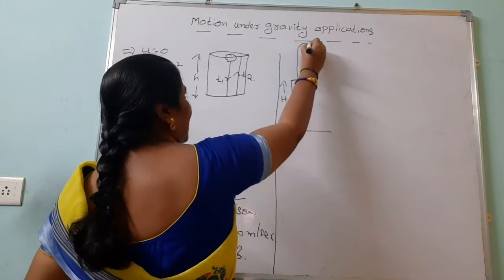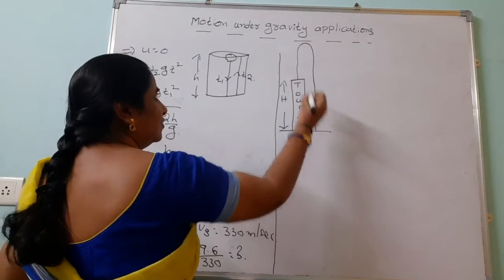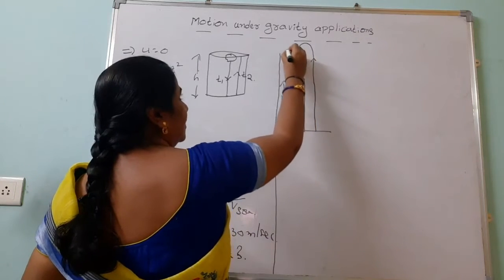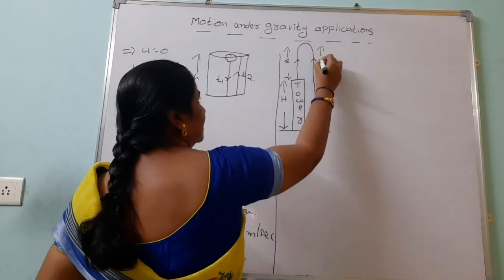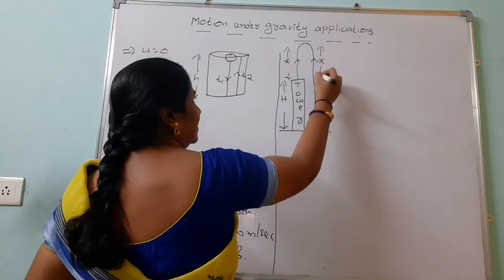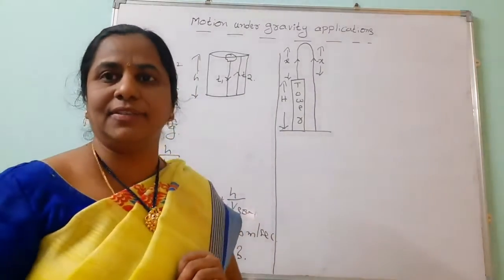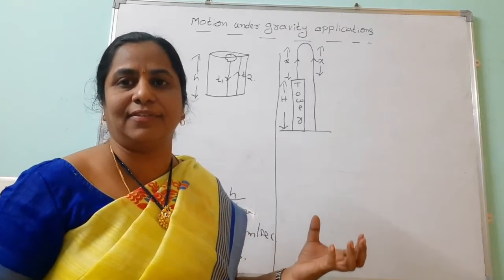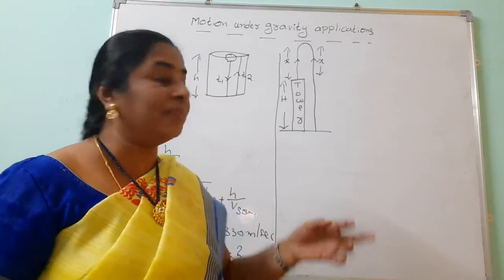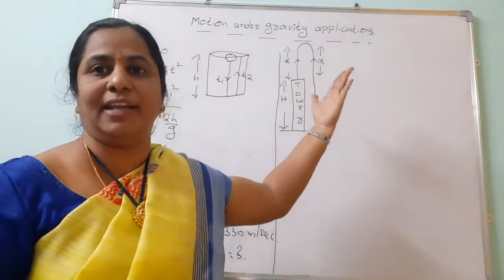It reaches the maximum height. Because of the gravitational force, it comes down. While going, suppose the distance is x. While coming, the distance till here is minus x. Anyway, the total displacement is nothing but the height of the tower. But here we should consider the height of the tower on the negative side. Why? The initial point is above the final point.